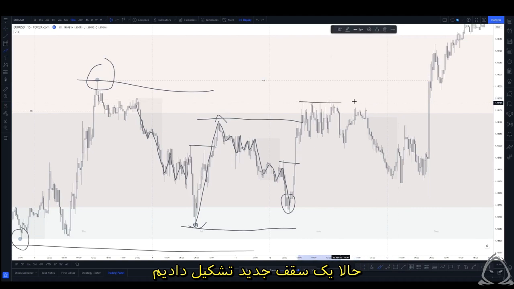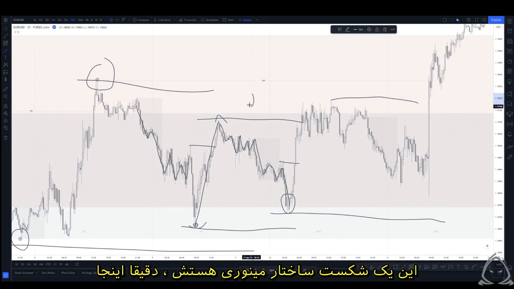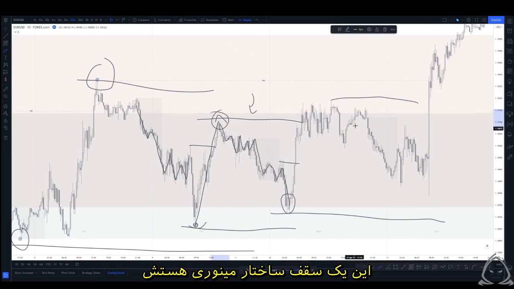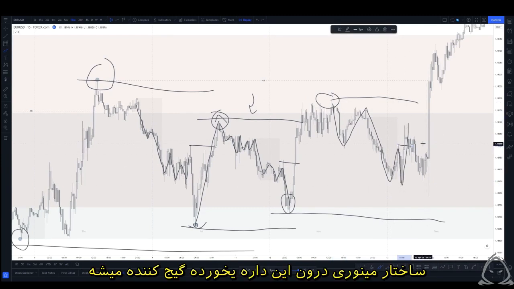We now have formed a new high just right here. So we're now contained within this bit of price action. This is a break of minor structure right here. This is a minor structural high, a new minor structural high. And then what we can see within the minor structure is that we are creating lower lows and lower highs. We break substructure, creating minor structure within.